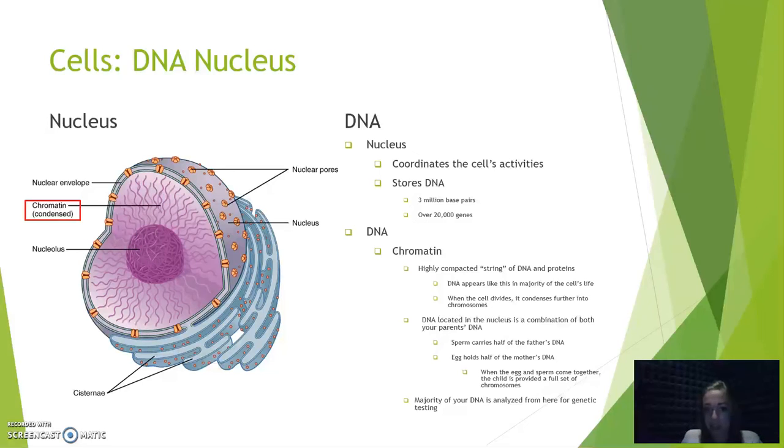The nucleus, however, coordinates the cell's activity. It stores DNA in terms of 3 billion base pairs and over 20,000 genes. The DNA located in the nucleus is a combination of your mom and dad. Half came from the sperm of your father, half came from the egg of your mother. They combined to get 23 pairs of chromosomes, or 46 chromosomes total. This is where a majority of your DNA is analyzed for genetic testing.